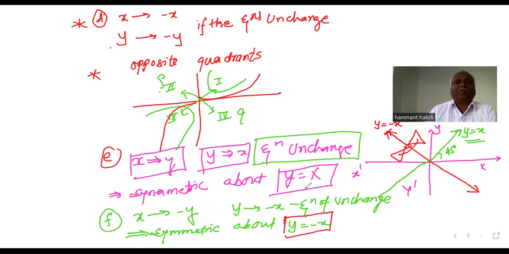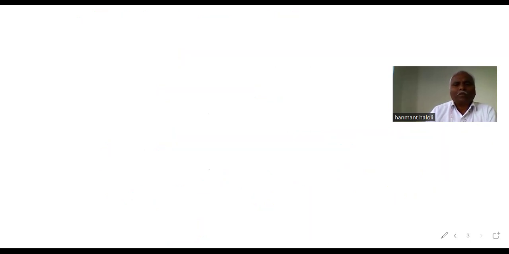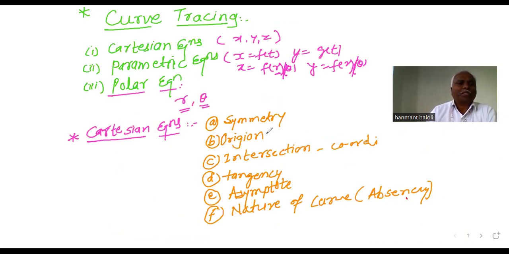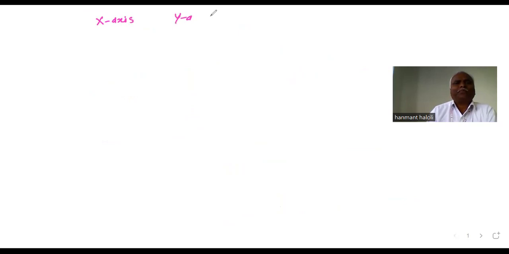This is about all symmetries. I repeat all once again. We'll go back to all of them and I'll explain all this symmetry within a short period once again. Now symmetry: x-axis symmetry, y-axis symmetry, opposite quadrant, symmetric about y equal to x line, symmetric about y equal to minus x line. When you say that the curve is symmetric about these lines.